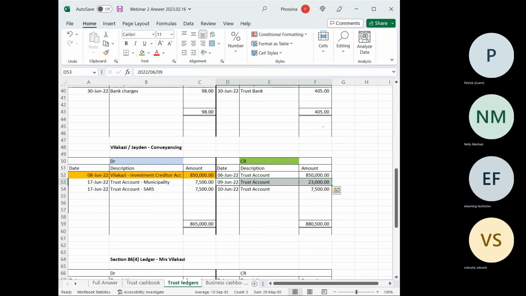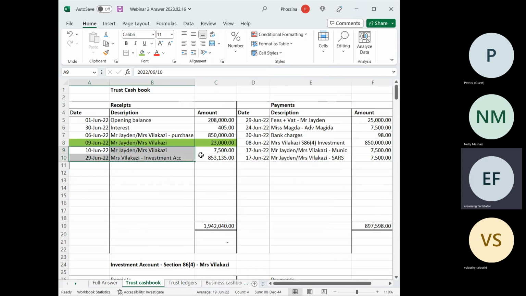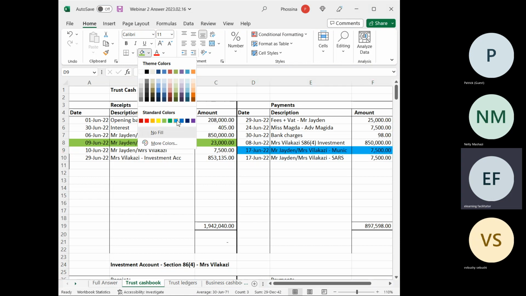You may proceed, ma'am. Yes. Mr. Jaden deposited 7,500 for the rates and taxes. So we go again to our cash book. We have money deposited, which is 7,500. So we record it, we receive it in our cash book, which is here. And then on 17 June, we are told we paid the municipality an amount of 7,500 for the rates and taxes. And then here we are, we record it, we are paying the municipality 7,500.